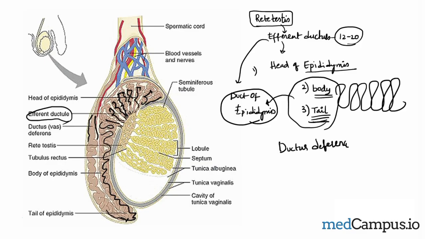What is the other name for ductus deferens? It is vas deferens. So from the vas deferens, along with the seminal vesicles, it opens into the urethra and the sperm comes out, right? Let me quickly summarize this.